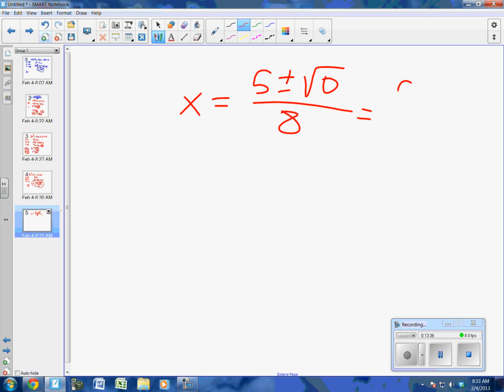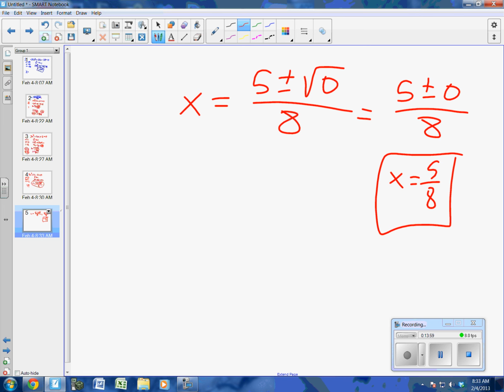Now, what is 5 plus 0 divided by 8? So it only has one. And what's 5 minus 0 divided by 8? How many solutions are we going to have on this one, you guys? That's why it's x equals 0.